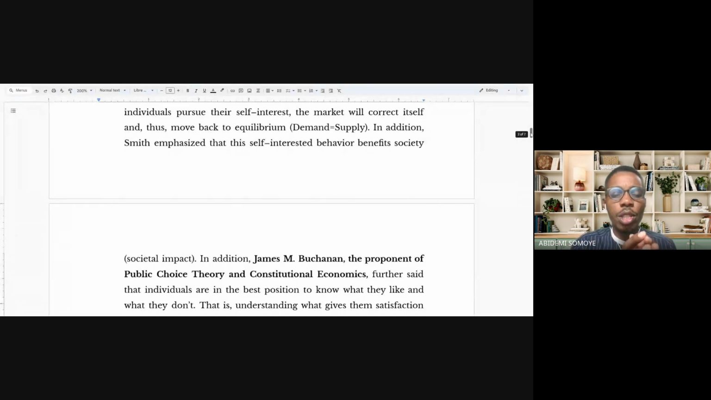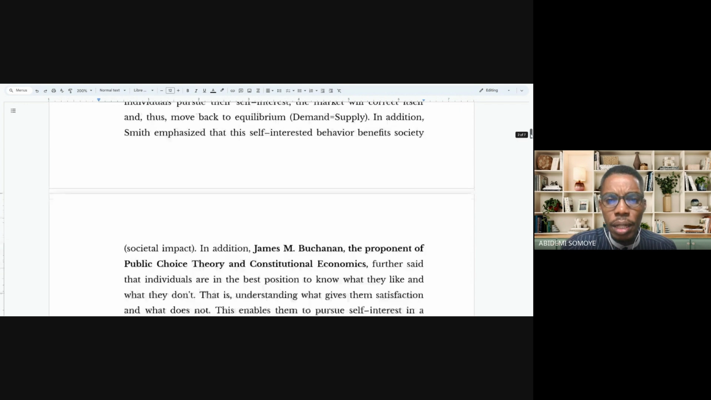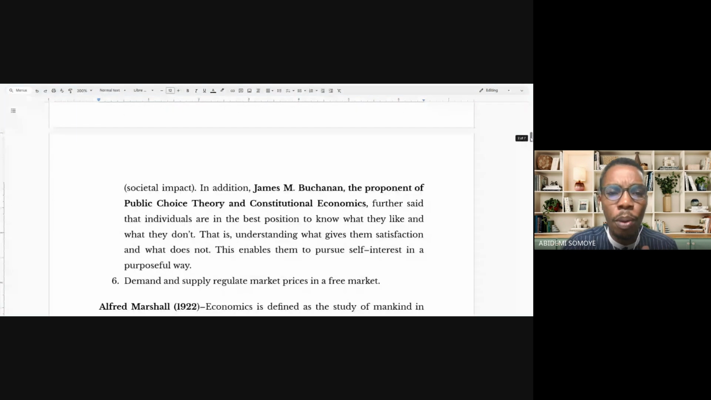Self-interest is basically you taking decisions that will benefit you, but you must have one thing in mind: such decisions should have benefit on the society and on the community. Such decisions would also have a very positive benefit to your own personal life. In addition, James M. Buchanan, the proponent of public choice theory and constitutional economics, further said that individuals are in the best position to know what they like and what they don't.